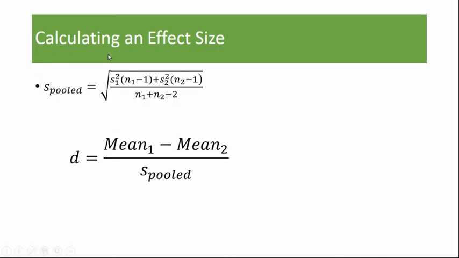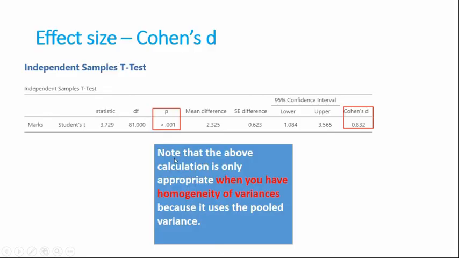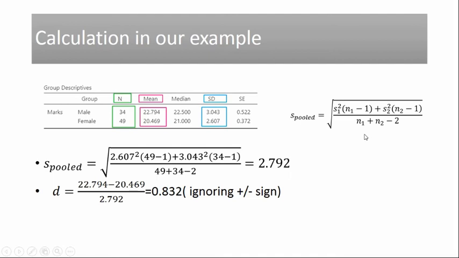To calculate the effect size, the formula uses the pooled standard deviation. We have used this formula earlier. And d means effect size: the mean of group 1 minus the mean of group 2 over the pooled standard deviation. For this, I have already discussed. Note that the above calculation is only appropriate when you have homogeneity of variances because it uses the pooled variances. This formula is used only for pooled variances. Now, how to calculate this Cohen's d? Cohen's d value depends on our descriptives.